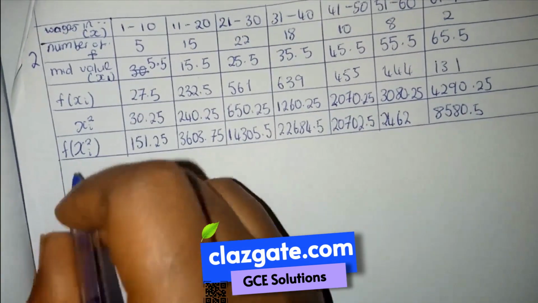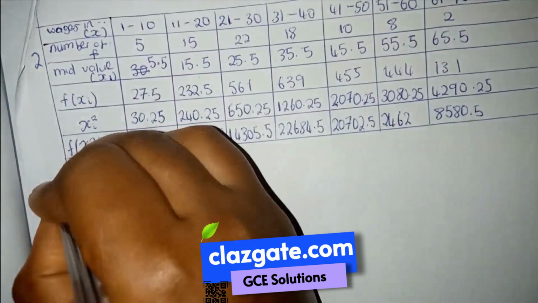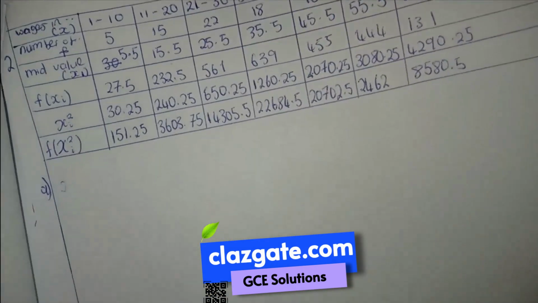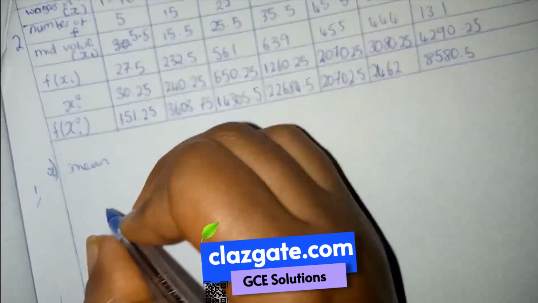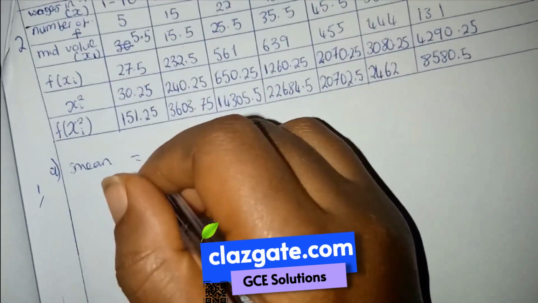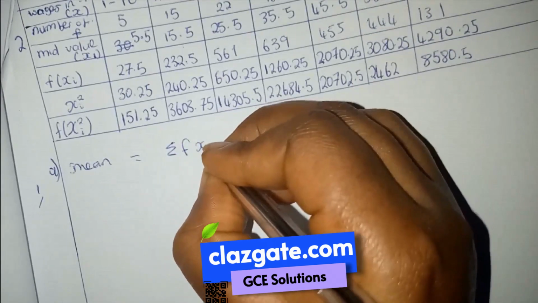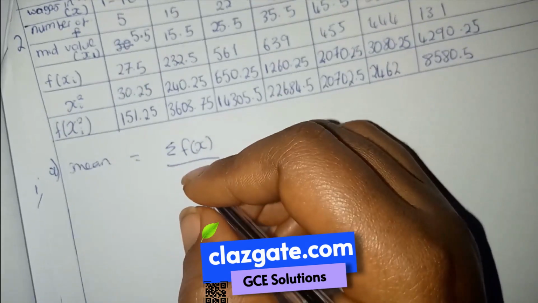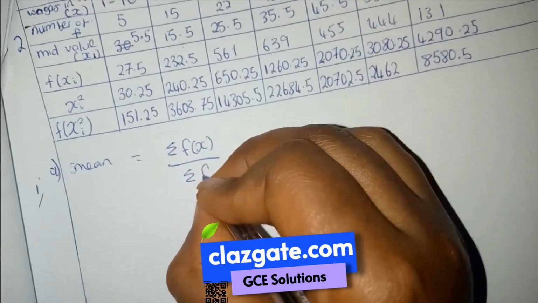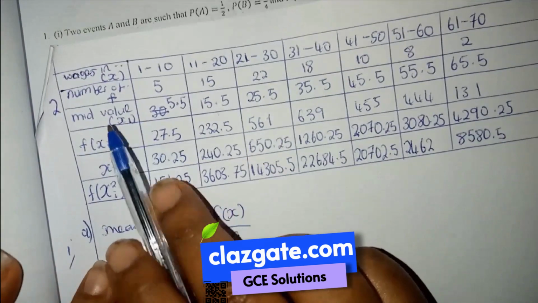So for 2a, what is our mean? Part a has asked us to calculate the mean, and we know that we have the cumulative frequency. Our mean is given by the sum of f of x divided by the sum of f. Do we have f of x? Yes, we have f of x, this column here.